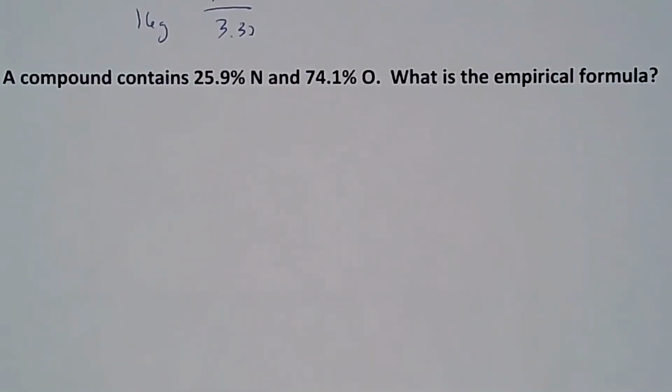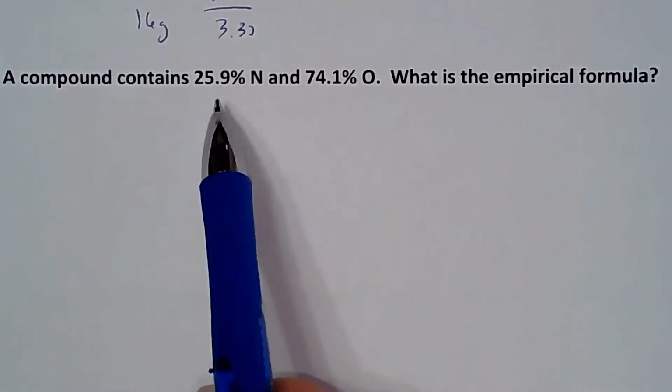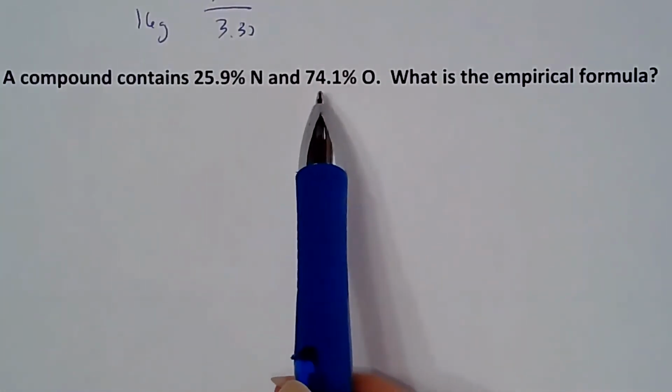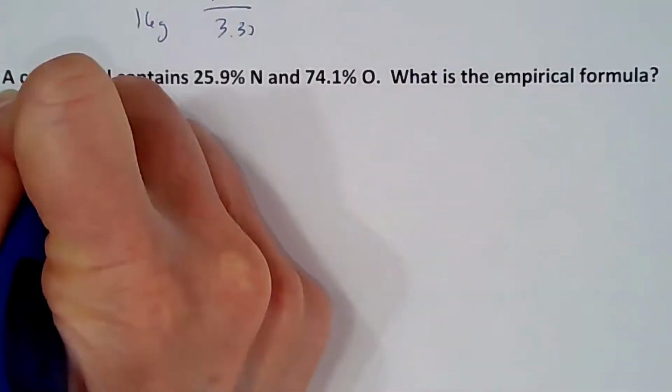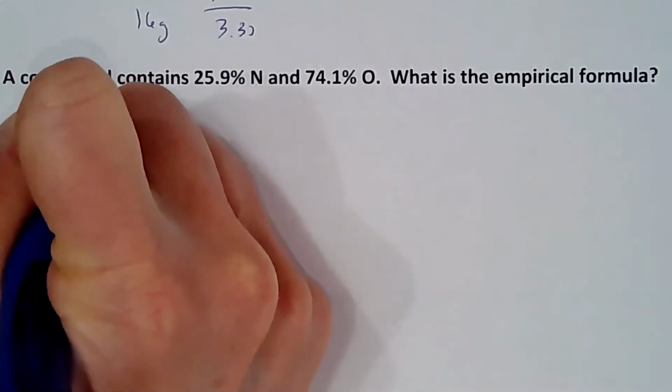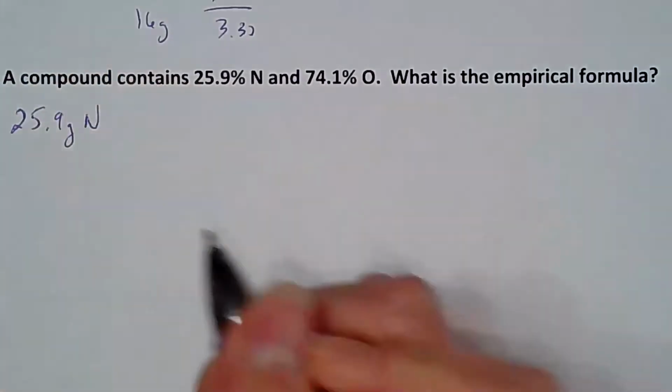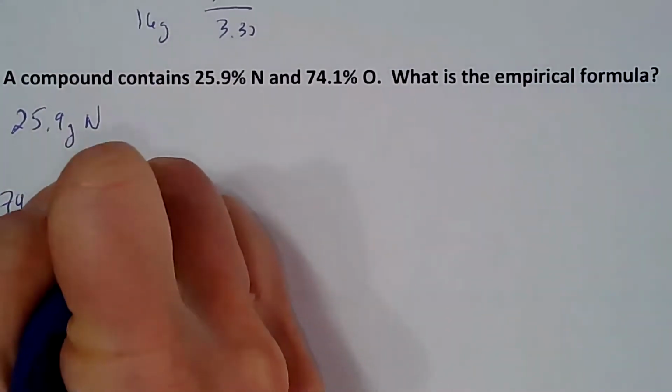So now that we know how to do an empirical formula calculation, what if the numbers don't come out to be whole numbers? That's what I'm going to show you in this example. I have 25.9% nitrogen and 74.1% oxygen. What is the empirical formula? So I'm going to take 25.9 grams of nitrogen and 74.1 grams of oxygen.